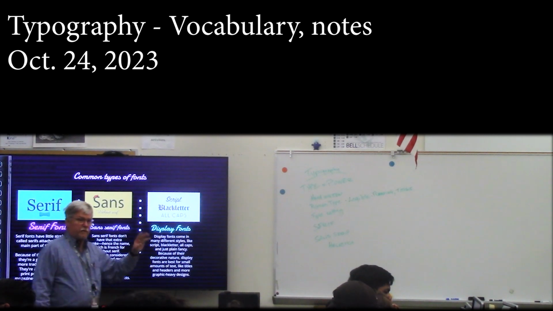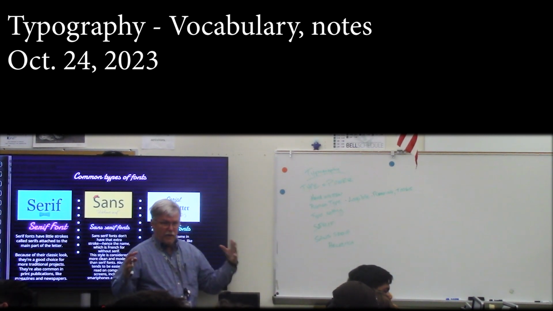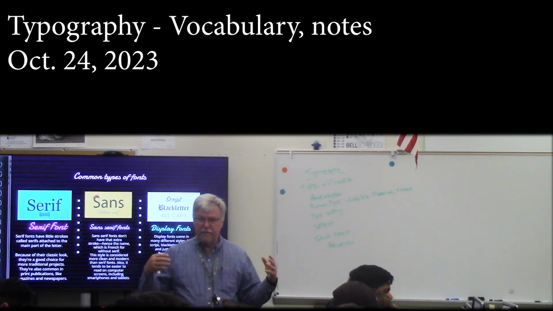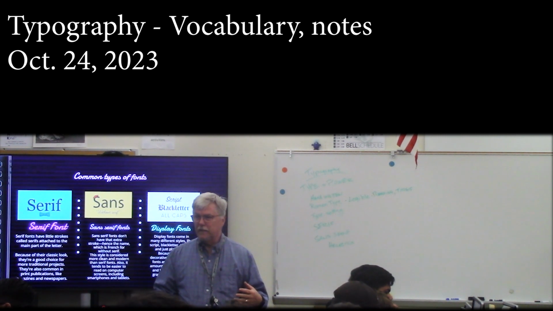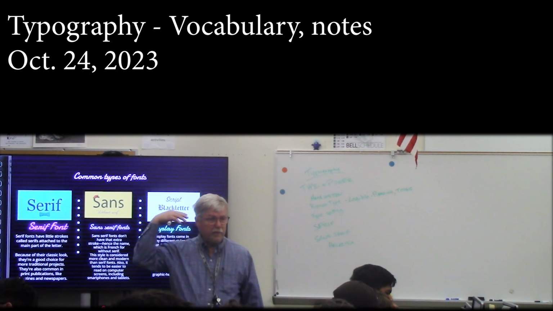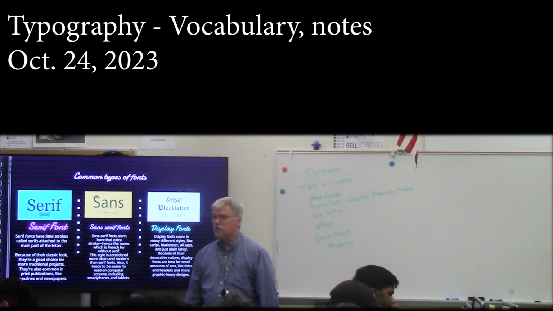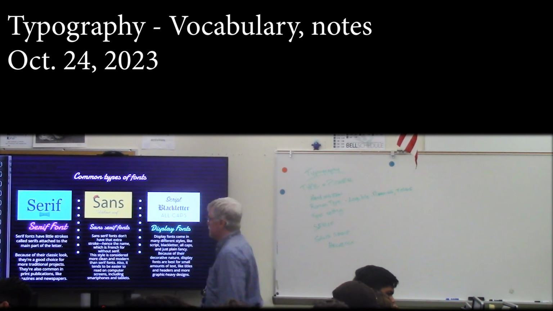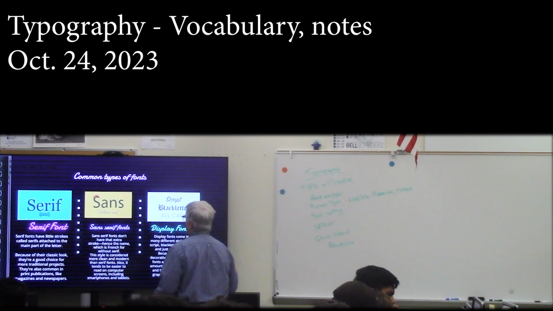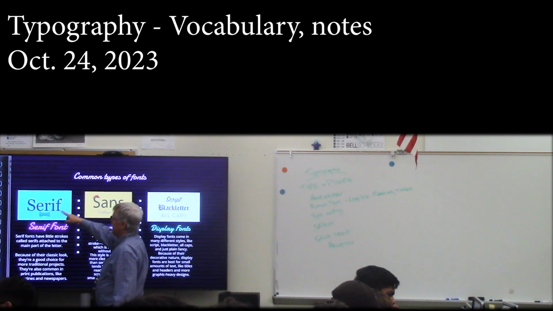So initially, like the first black letters, very ornate and very decorative and very difficult to read. So they changed the style of the letter so that the lettering could become easier to read, or more legible, right? Okay. And they started out with this stuff called serif, okay?